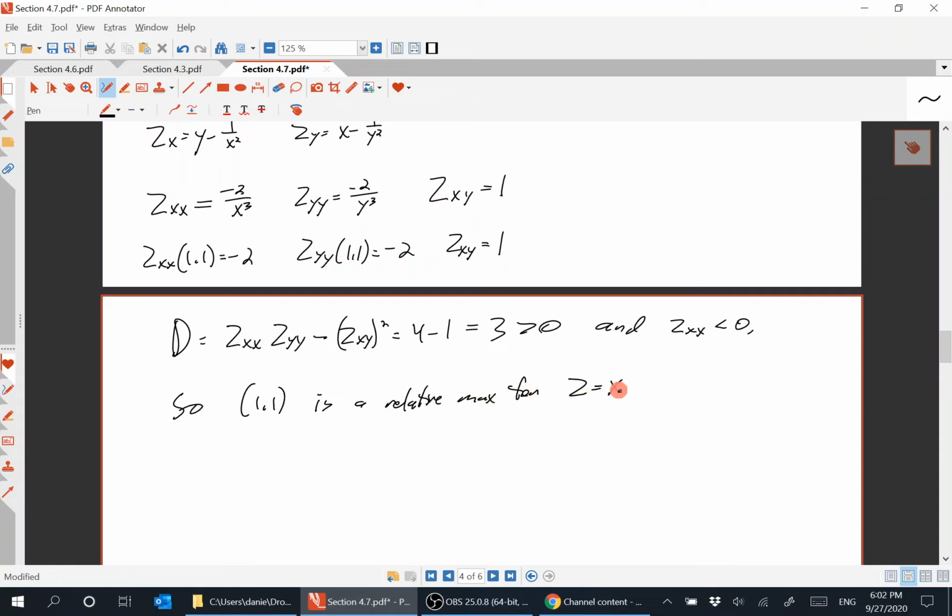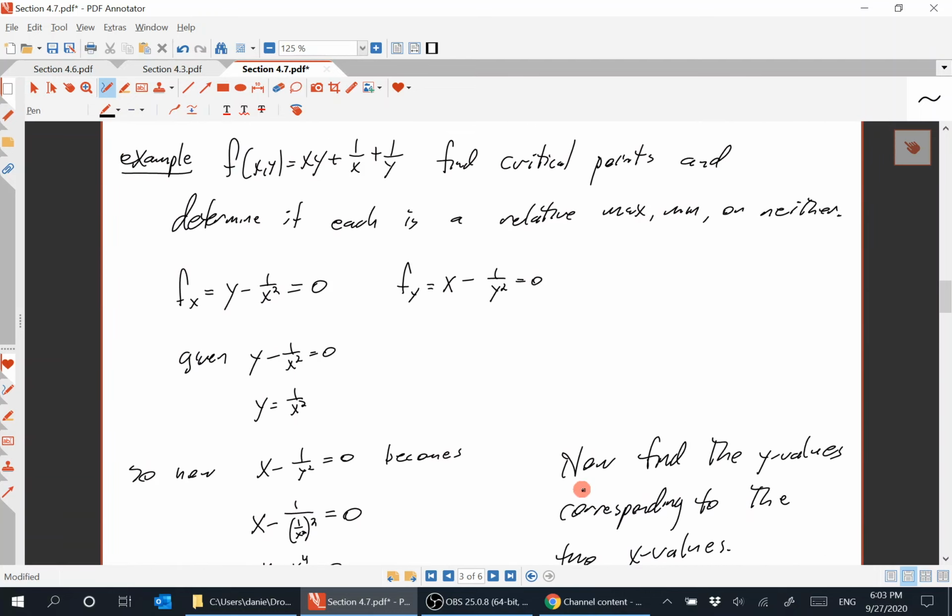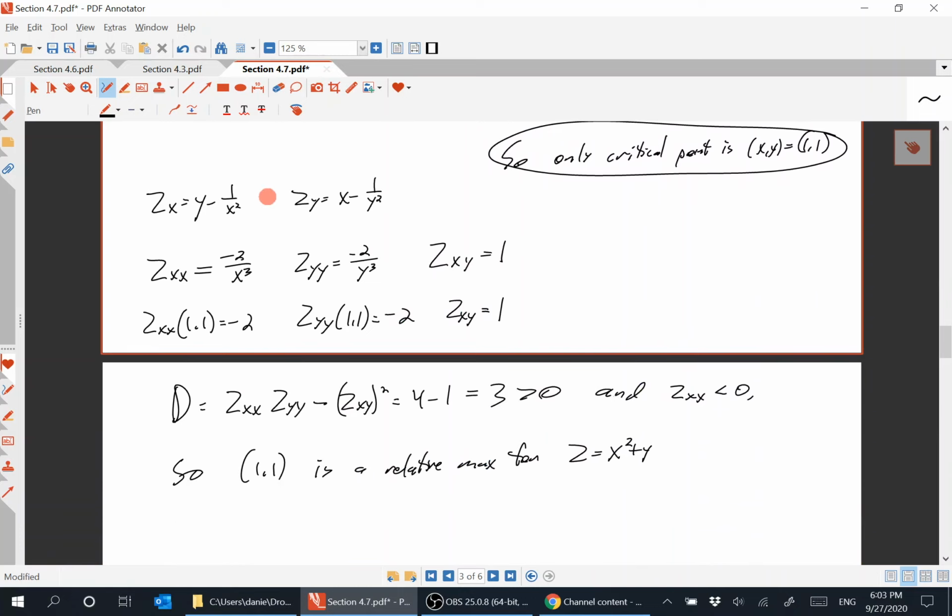for z equal to, what was it? X plus, I forgot what the original function was, xy plus 1 over x plus 1 over y.